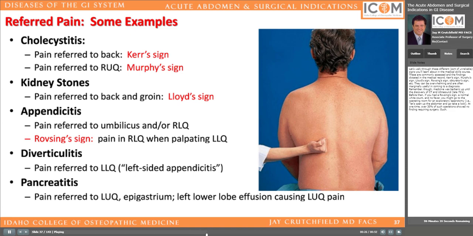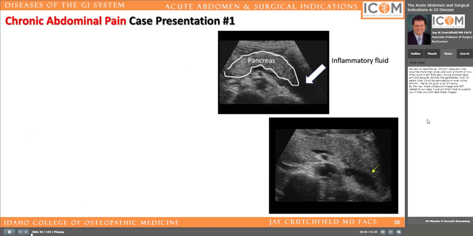Remember though, medicine was barbaric up until the discovery of CT and ultrasound in the late 1970s. Before then, if you had a Rovsing sign, a normal white count, and no fever, you might go to the operating room for an exploratory laparotomy, otherwise known as let's go open up the abdomen and take a look. At one time, over 30% of such operations showed no findings requiring surgery. Ouch, that's a lot.